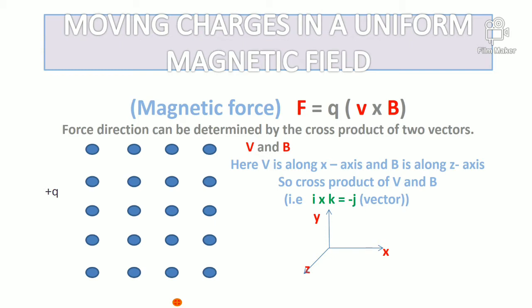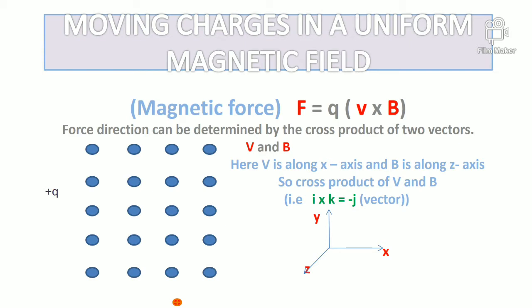By taking the cross product between the velocity vector, that is along the i cap, and B vector along k cap, which is pointing outwards, the magnetic field, i cross k will give you minus j. So the particle deflects in the negative y direction, that is downward direction in this picture.